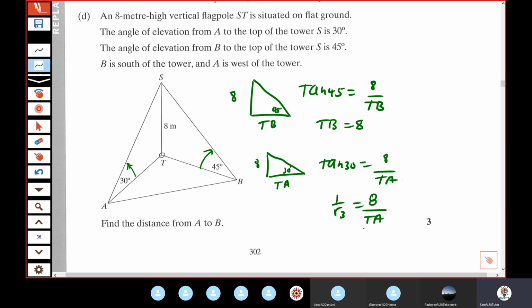Any questions at this stage? And then TA is equal to 8 root 3. Any questions? Not sure how to find something? Yep, 1 sec. I'll slow down.